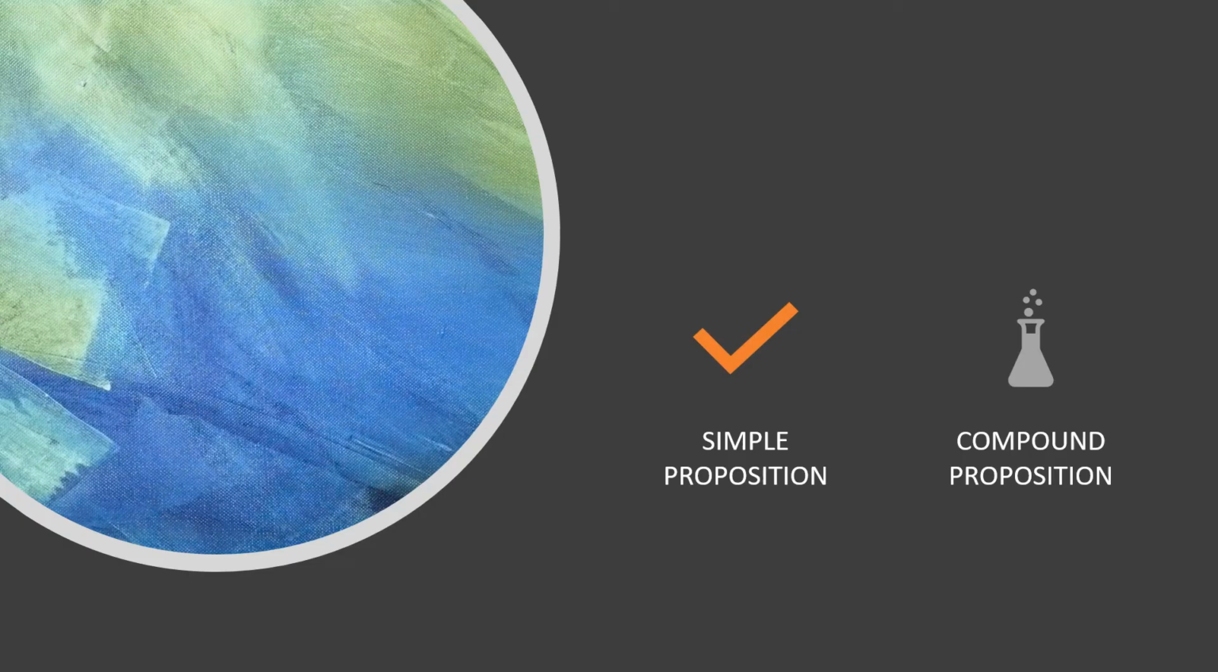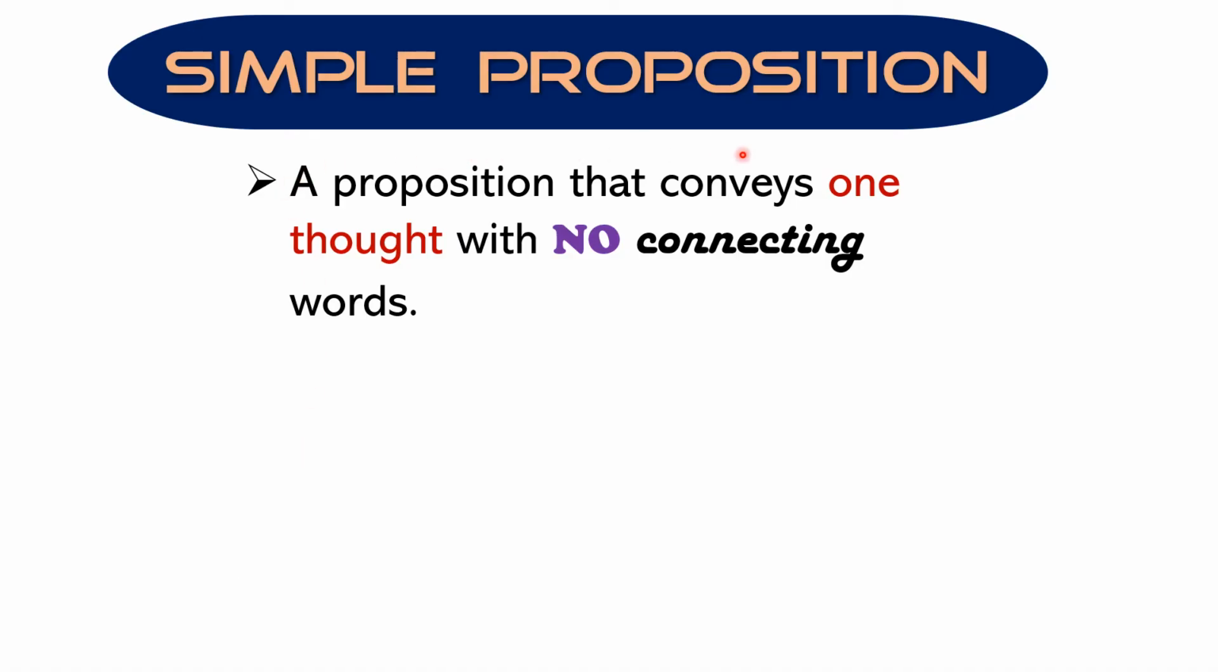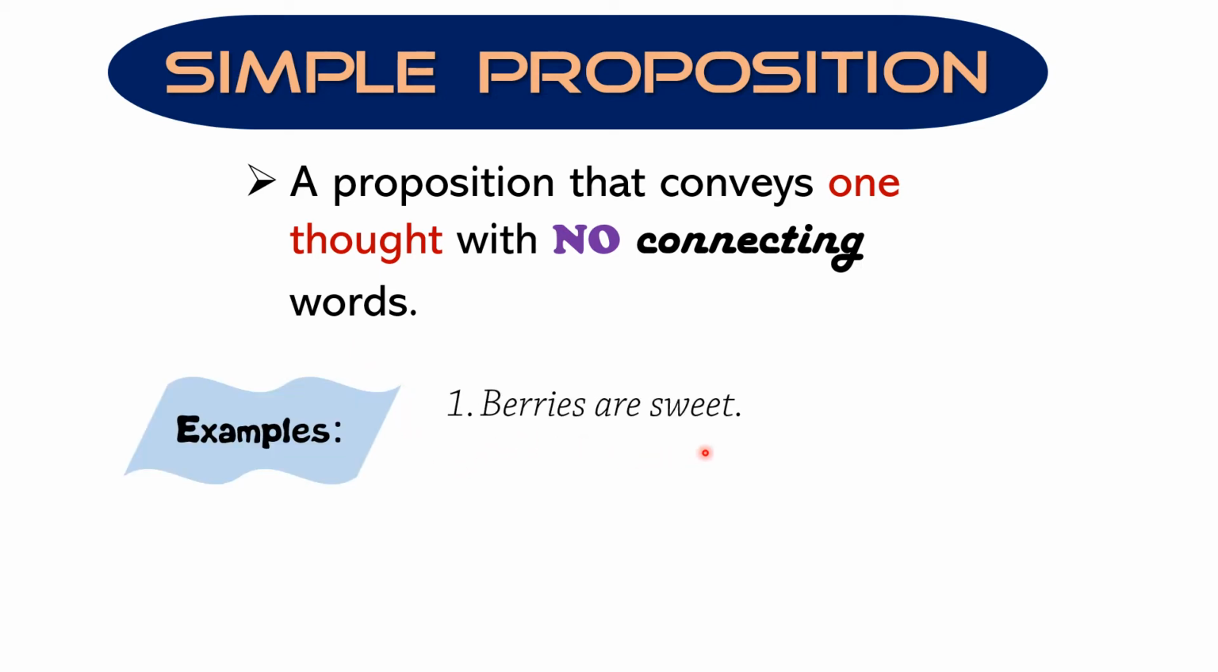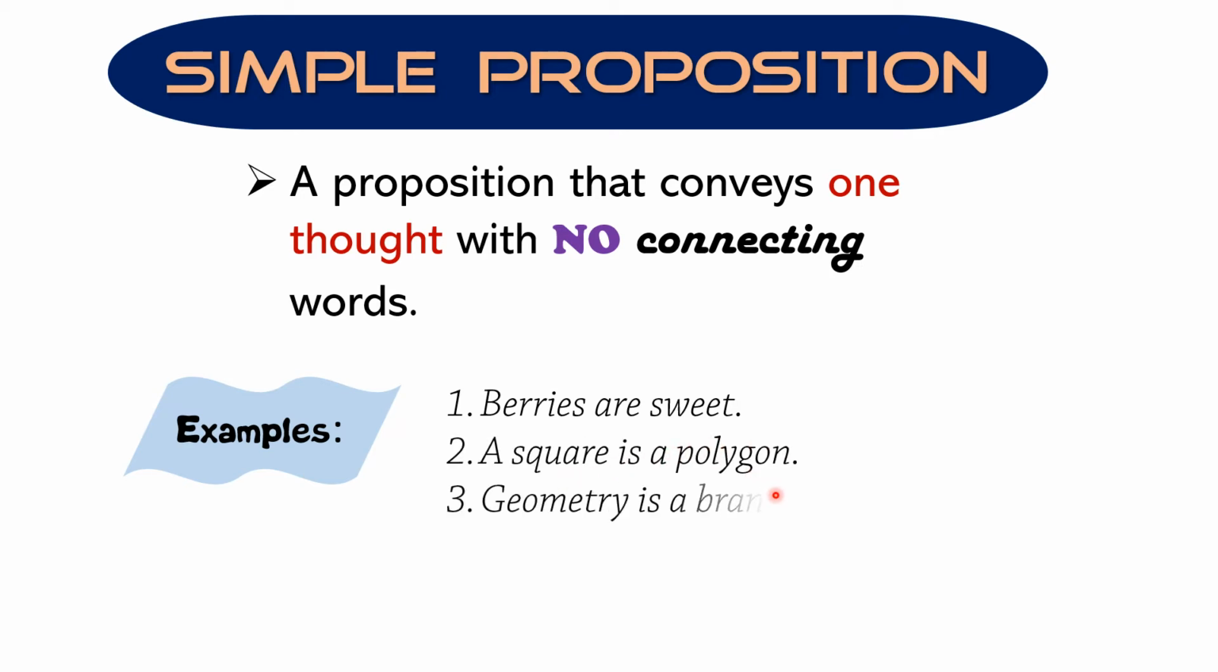Okay, let's proceed. Now, let's talk about simple proposition and compound proposition. Let's begin with simple proposition. It is a proposition that conveys one thought with no connecting words, only one thought. Okay, for us to illustrate that, here are some of the examples. Number one, we have here, berries are sweet.